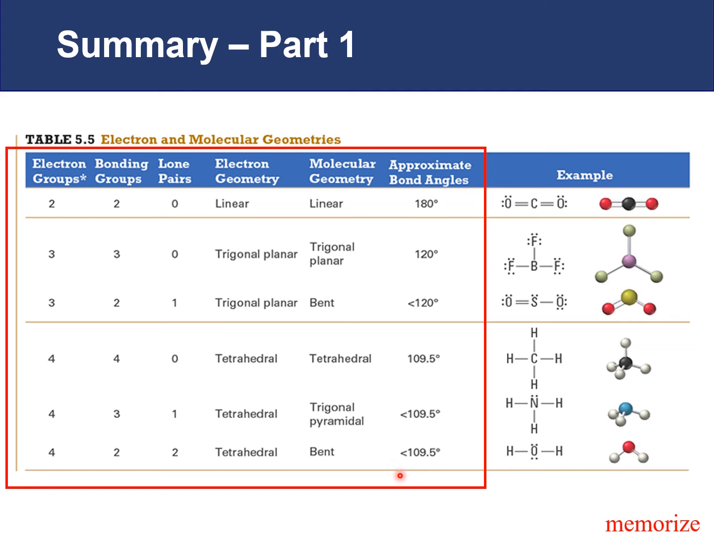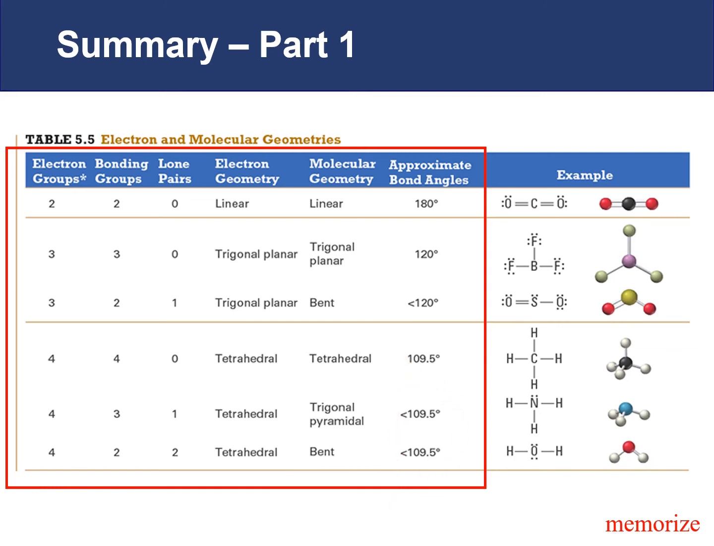In terms of the things that you will need to know, it is a good idea to memorize this section that is within the red box. You should be able to figure out the number of electron groups, the number of bonding groups, and the number of lone pairs from the Lewis structure, and then using that information be able to determine the electron geometry and the molecular geometry. And from a molecular geometry, you should be able to specify roughly the approximate bond angles, being 180, 120, less than 120. You don't need to be more precise than that. 109.5 or less than 109.5.